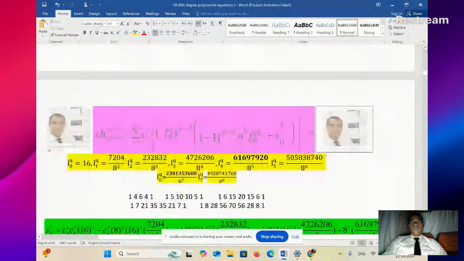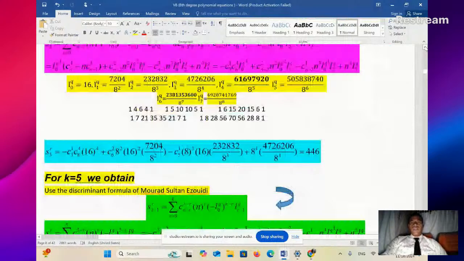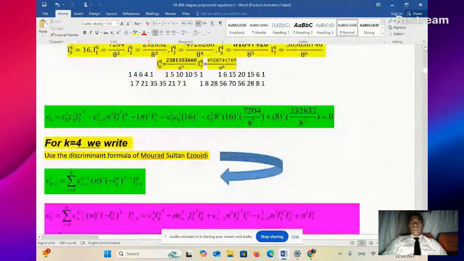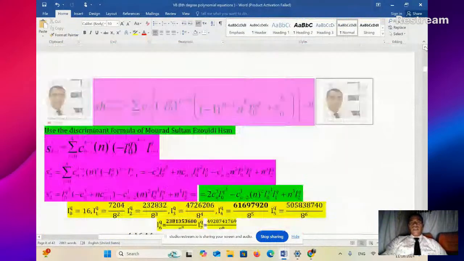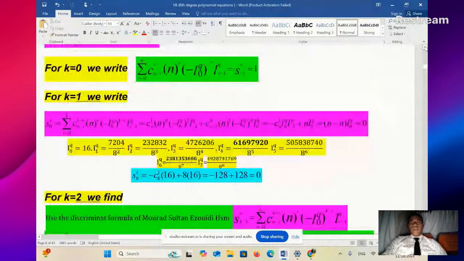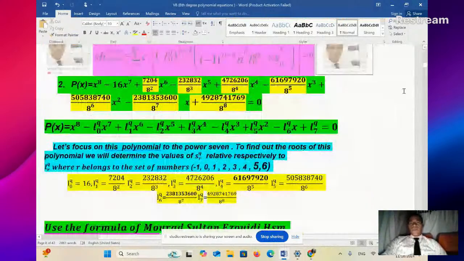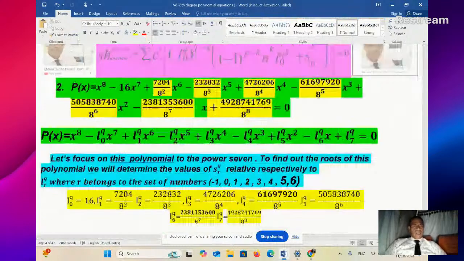This is our polynomial. Every one of you has to think of it and try to solve this problem. Only by using the discriminant formula of Murad Sultan Swedi can you go through finding the roots of this polynomial to the power 8.